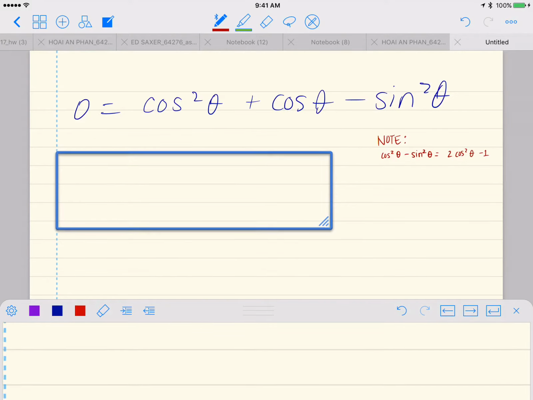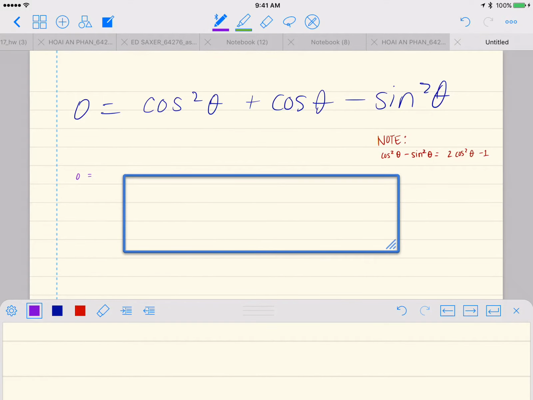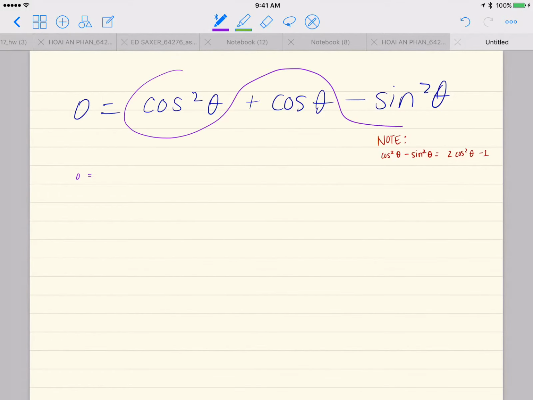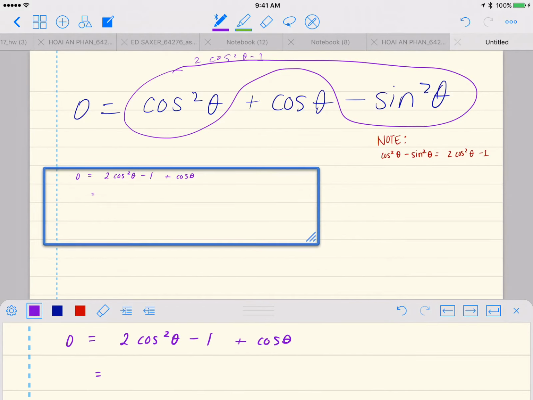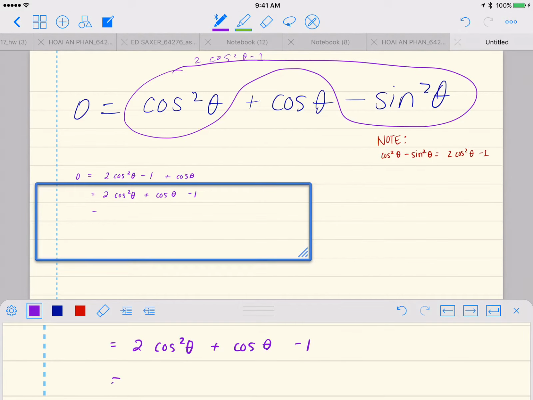Okay, so when we're solving our equation, we'll have 0 equals, instead of the cosine squared minus sine squared, which is now going to be replaced with 2 cosine squared theta minus 1. Okay, so we'll have 0 equals 2 cosine squared theta minus 1, and we still have that plus cosine theta. Now, this is actually a quadratic in cosine of theta, right? So if we rewrite this, 2 cosine squared theta plus cosine theta minus 1, you can see it's the same thing as 2 something squared plus something minus 1, and this something is cosine theta.